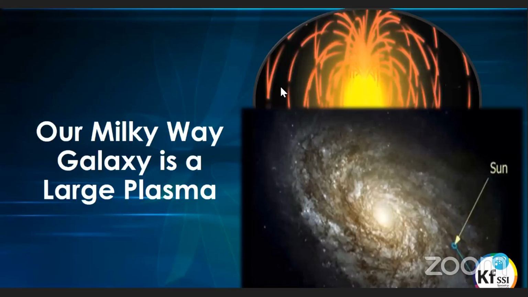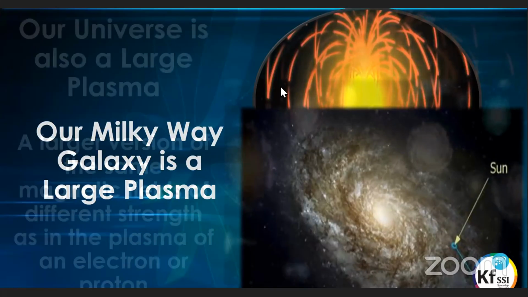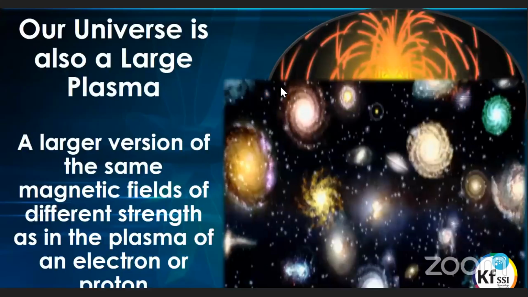Our Milky Way Galaxy is also a large plasma. It can be viewed. And our universe is the same. It's just a larger version of the same magnetic fields of different strength as in the plasma of an electron or proton. So it's still the same interaction of the fields coming together to create what we see as our universe, or our solar system, or our sun, or our Earth, or even ourselves, or the plants.